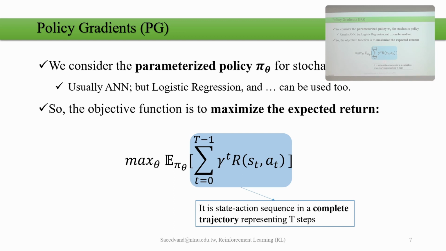So I've written some notes here. It is a state action sequence in a complete trajectory that is represented by T steps. So we have a trajectory, with the same discount factor that we were using to discount the reward, already have seen it. We want to calculate the discounted reward, sum of them, and the expectation of the policy, and maximize the theta parameters of the network.